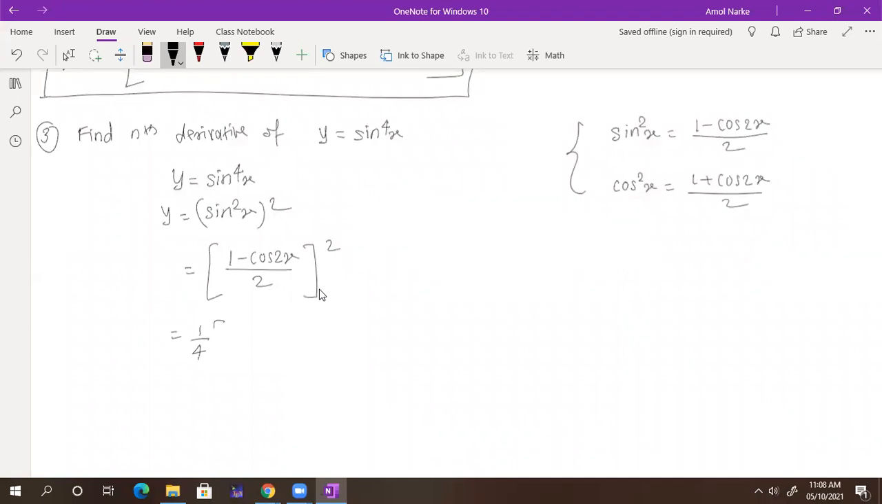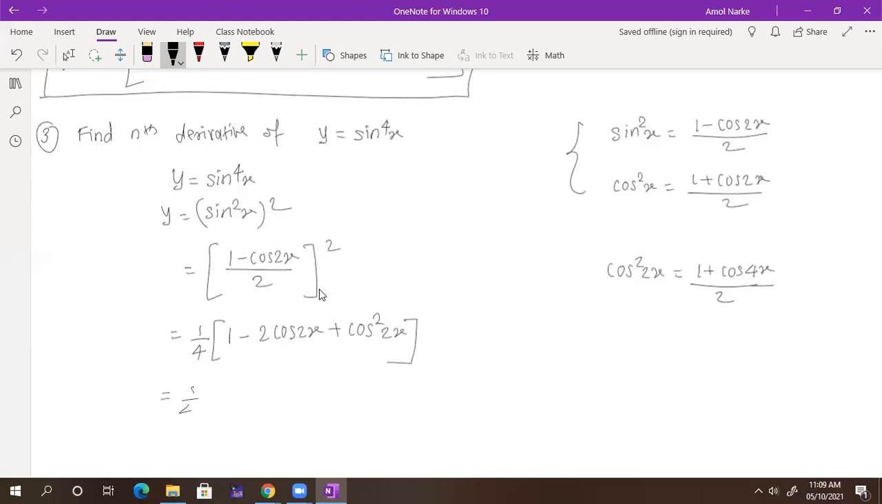So what does the square become? It's 1 minus 2 cos 2x plus cos square 2x. If cos square x is equal to this, what is cos square 2x? 1 plus cos of what angle should come here instead of 2x? 4x, correct. So you can write down the cos 2x formula here.